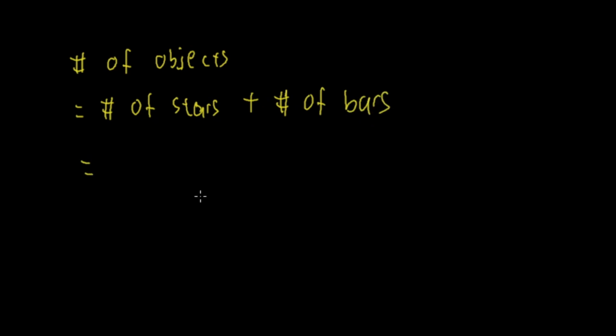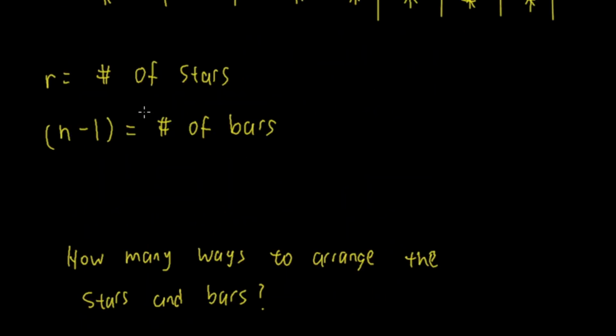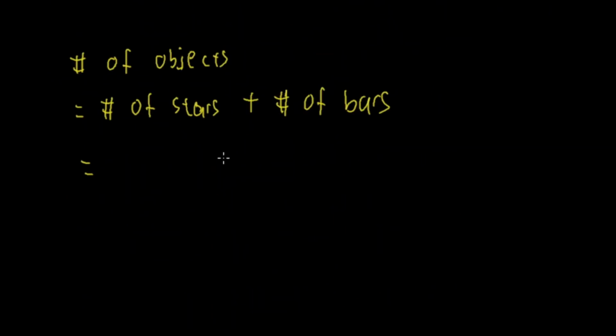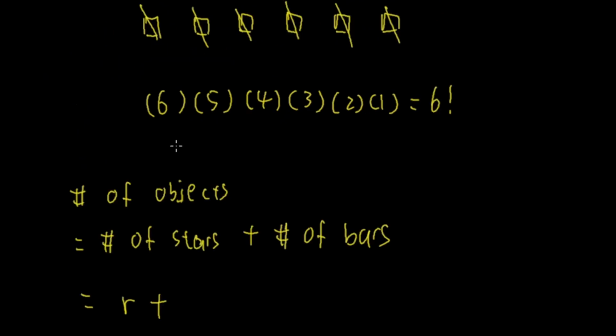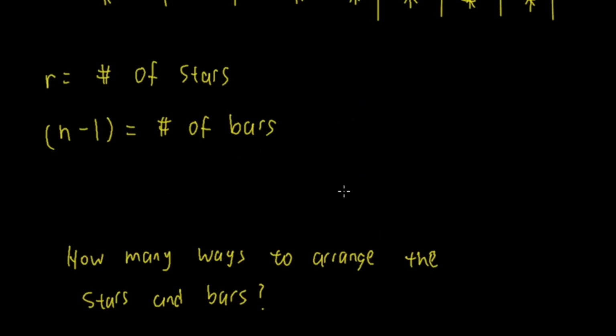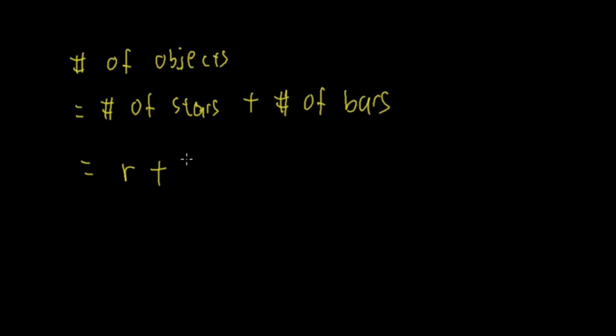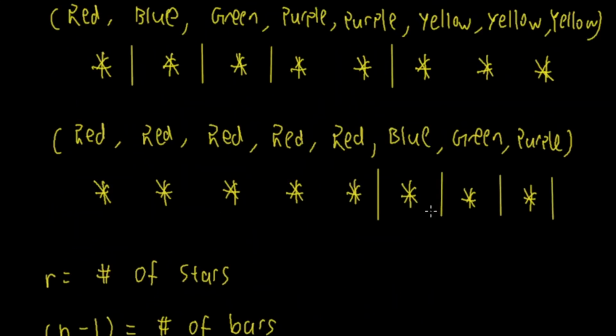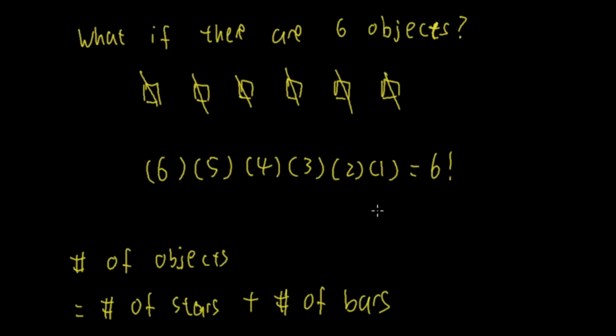Now, what's the number of stars? It's R, okay? So R plus, what's the number of bars? It's n minus 1, okay? Plus n minus 1. We arrange this, you can rewrite this as n plus r minus 1, right? So that's the total number of objects here in this case, right? When we're looking at this with repetition, okay?